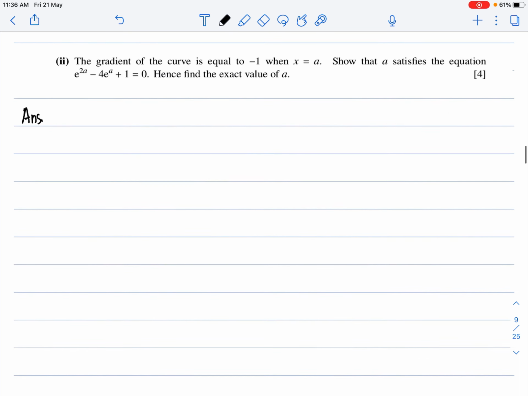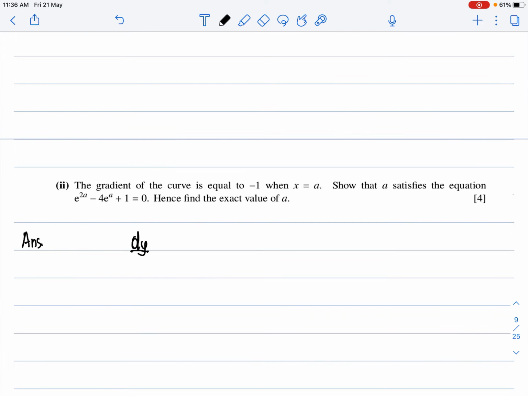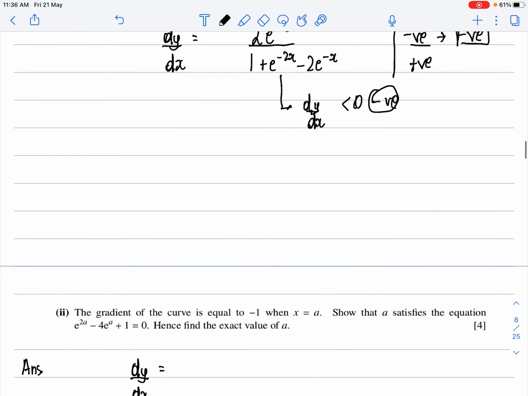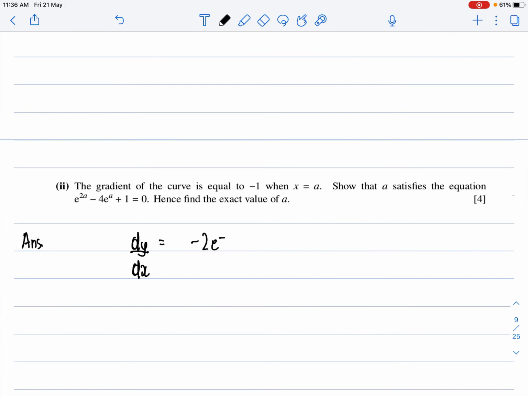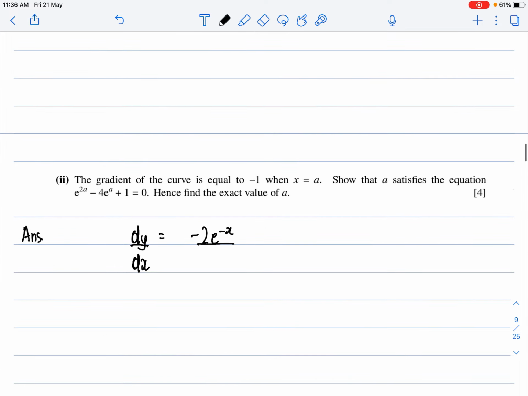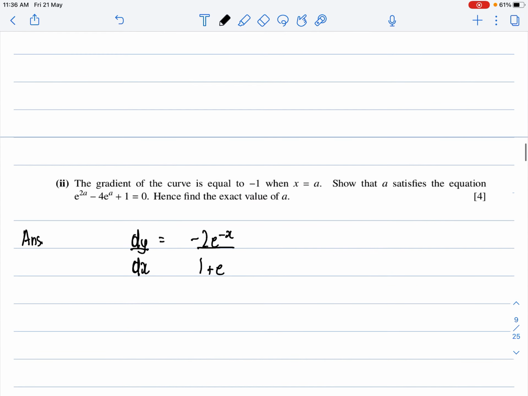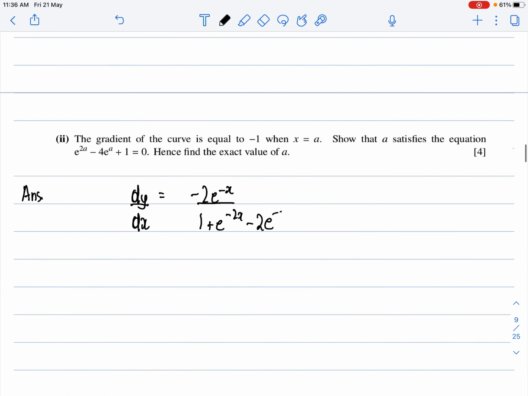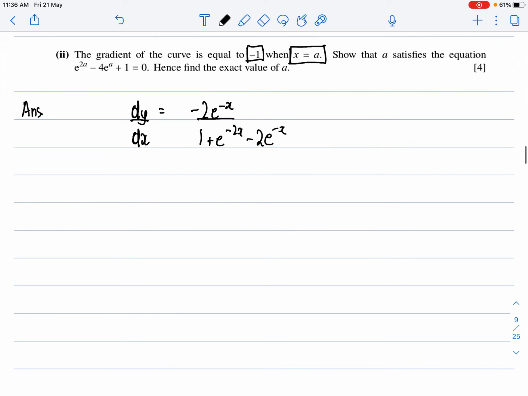Now the second part: the gradient of the curve is equal to minus 1 when x is equal to a. So now I know my dy by dx is equal to minus 2 e raised to minus x over 1 plus e raised to minus 2x minus 2 e raised to minus x. When my x is equal to a, I know my gradient is minus 1. So my dy by dx is minus 1 and I have this x as a.